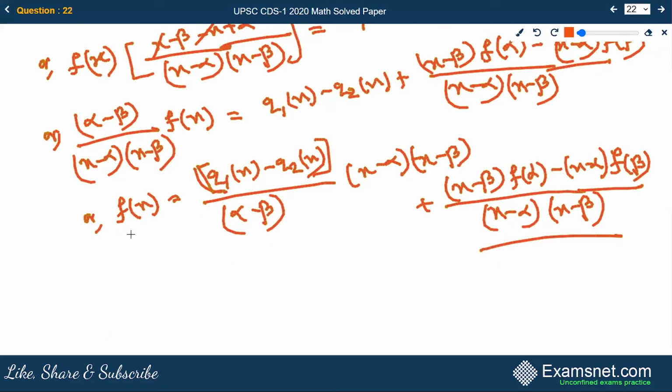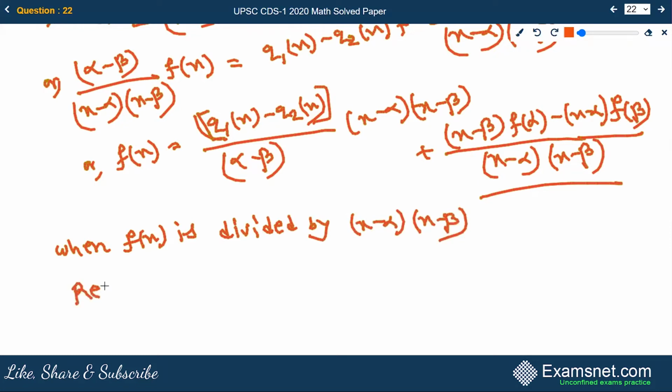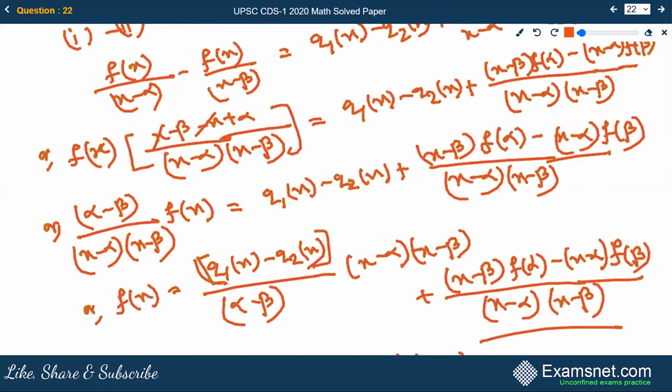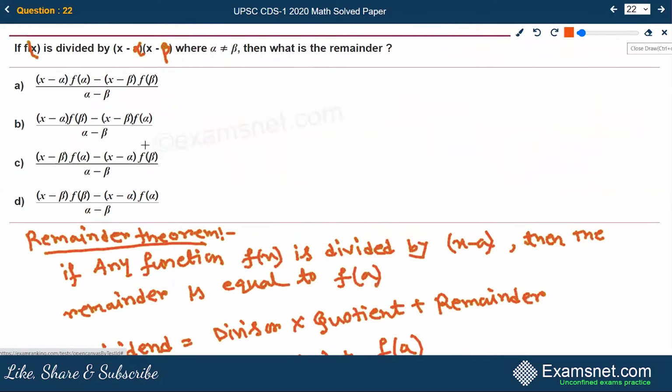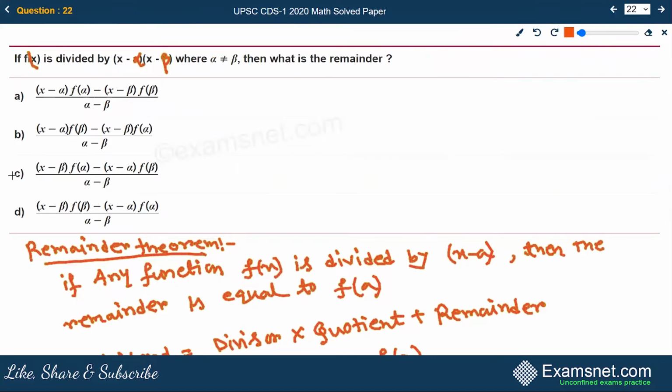So when f of x is divided by x minus alpha and x minus beta, if we compare it with the division algorithm, the remainder will be x minus beta f of alpha minus x minus alpha f of beta by alpha minus beta. This is the remainder. Let me check the correct options. Yes, option C, x minus beta f of alpha minus x minus alpha f of beta by alpha minus beta, is the correct answer here.